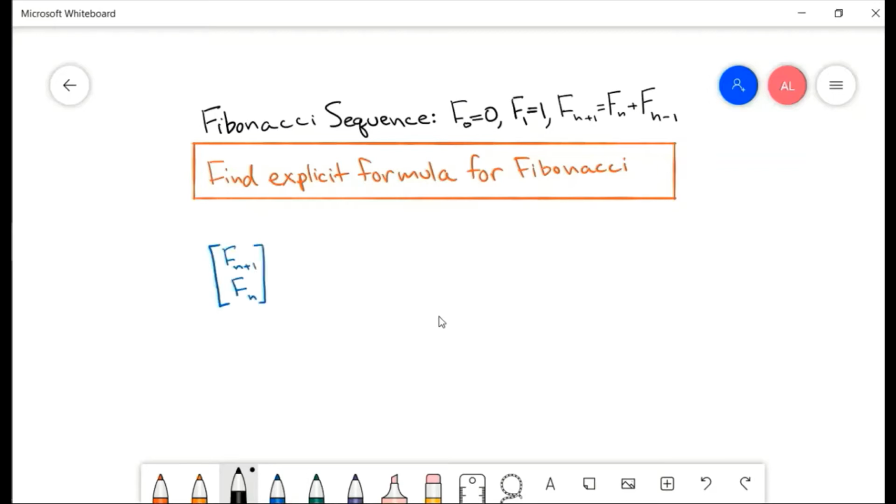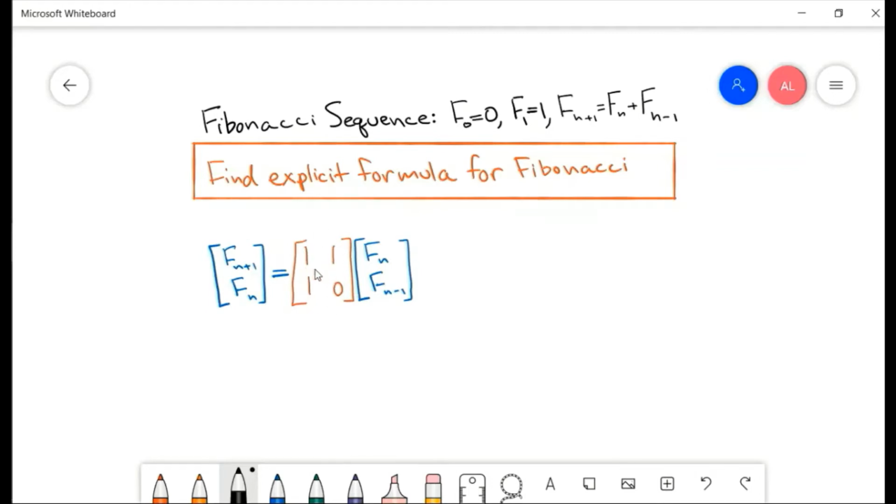So to start, suppose we have this vector right here, which has entries of the n plus first term of the Fibonacci sequence and the nth term of the Fibonacci sequence. Let's call this the n plus first Fibonacci vector. And so we ask the question, how do you go from the nth Fibonacci vector to the n plus first Fibonacci vector? In other words, what linear transformation must the nth Fibonacci vector undergo to transform into the n plus first Fibonacci vector? And the answer is [[1, 1], [1, 0]]. So this matrix right here.